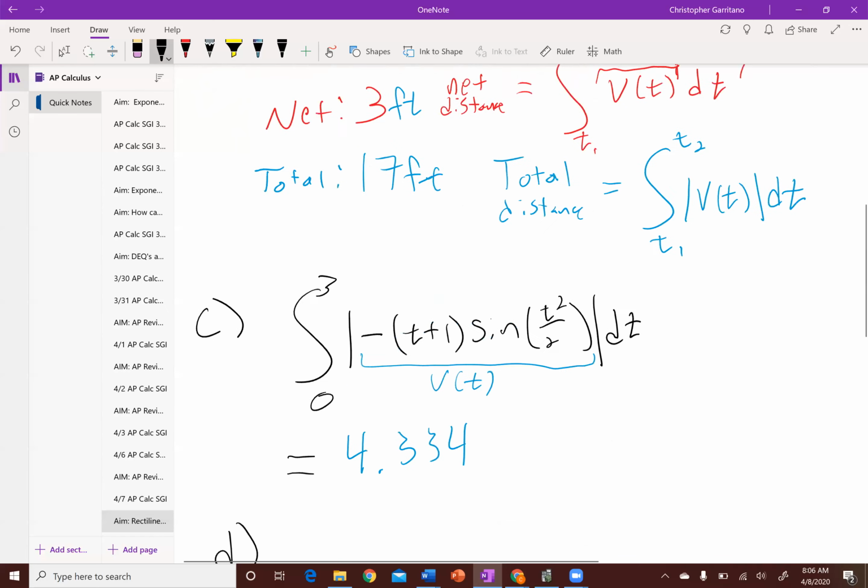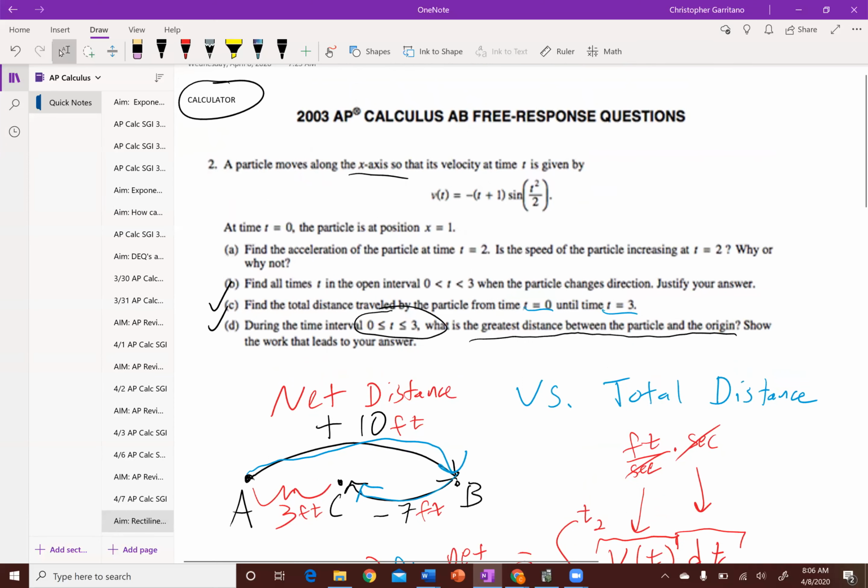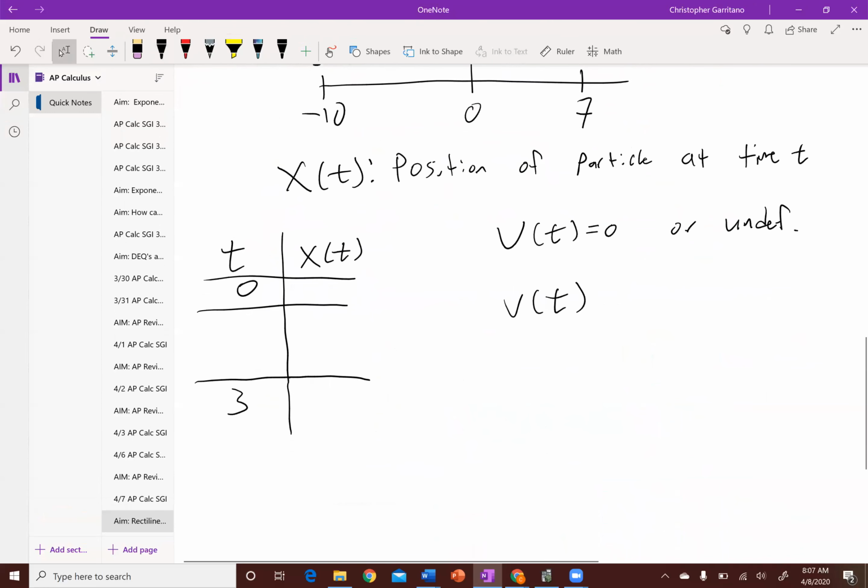Now, as far as undefined goes, let's go back and look at our function. So there are two parts to this velocity function. It is the t plus 1. Well, nothing between 0 and 3 will make t plus 1 undefined. And also we have our sine function. And as you know, sine is a continuous function for all real numbers. So nothing will make the sine function undefined. So it's going to be impossible to make this velocity function undefined. So we don't even have to worry about that situation. Not going to happen. So we're going to set v of t equal to 0.